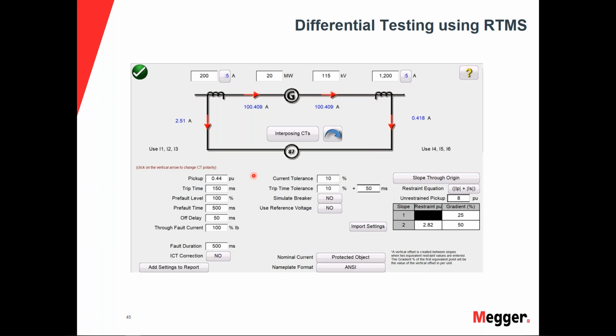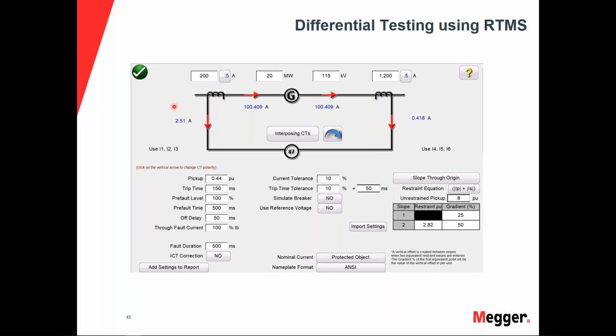So what I'd like to do is show a quick way to set up differential testing. If we're going to test a generator differential relay, these are the elements that we're going to go over, like we talked about earlier. This is the setting template. The setting template has a way for us to input the setting values. Again, we're getting these values from the settings. Nothing in here is made up extra. We follow everything from the manufacturer's guidelines.